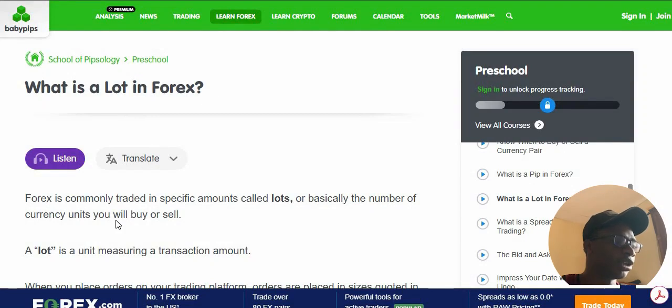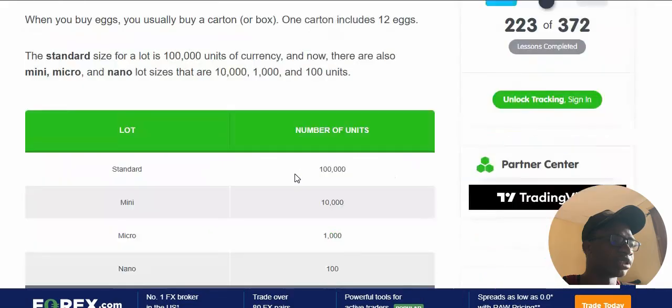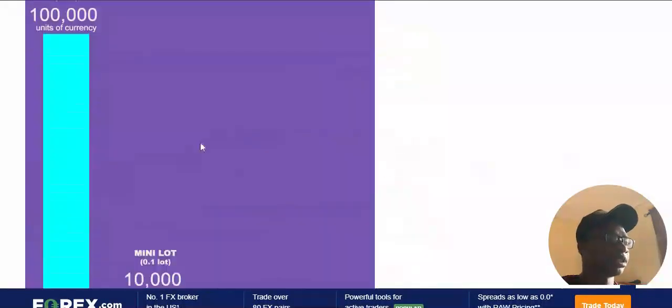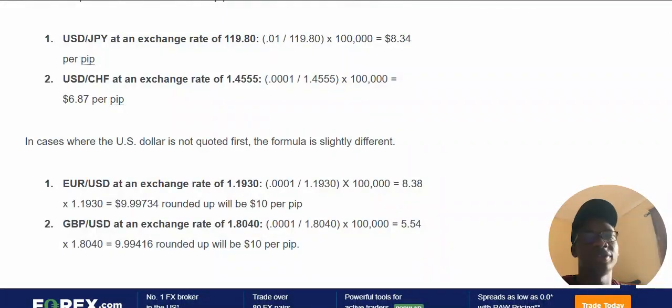Forex is commonly traded in lots. A lot is a unit measuring transaction amount. It's what we use to measure the risk and stuff like that. Let's go into these types of lots. We have three types of lots: the micro lots, the mini lots, and the major lots.